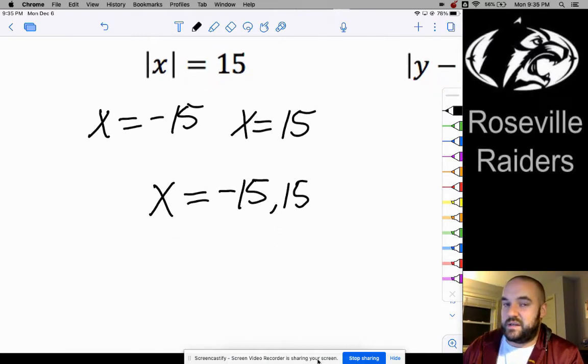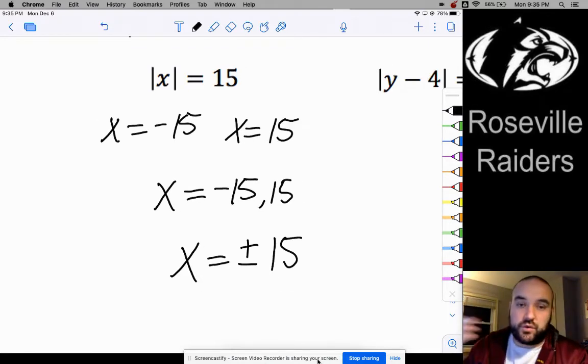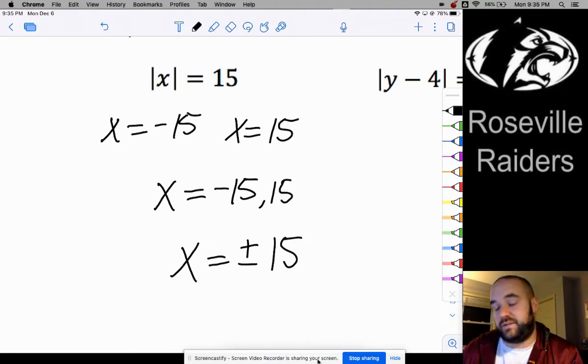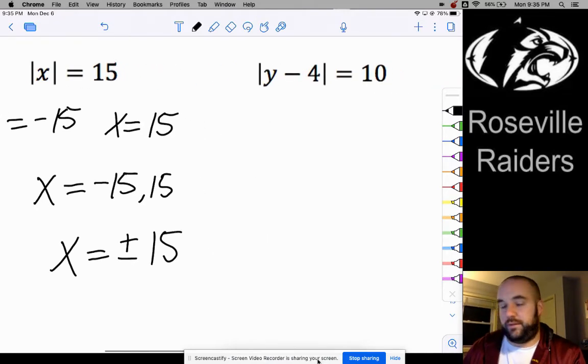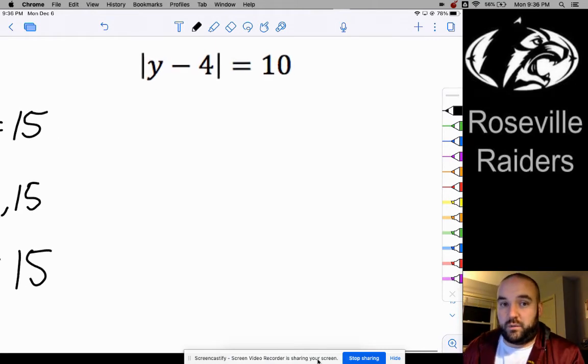And if it's the exact same number, just one positive, one negative, sometimes you'll see this symbol, which means both positive and negative 15. Any one of those three ways of writing the solution is fine. What you'll see is that the third way of writing, the plus minus 15, does not work if we have something like this: the absolute value of y minus 4 equals 10.